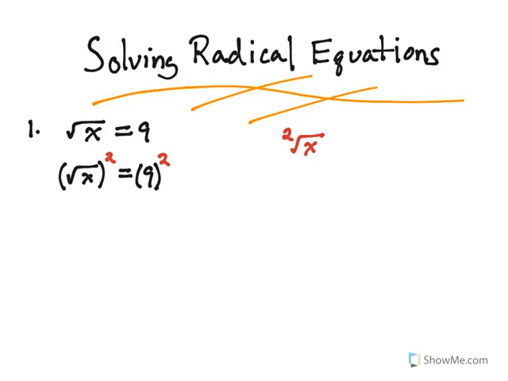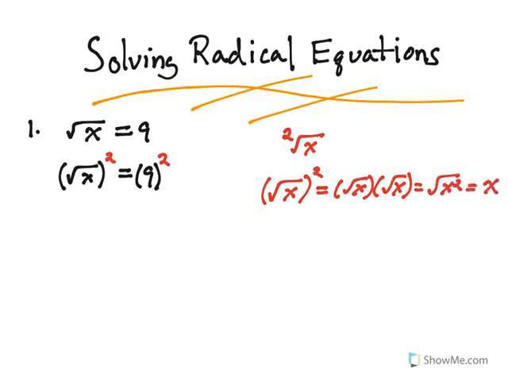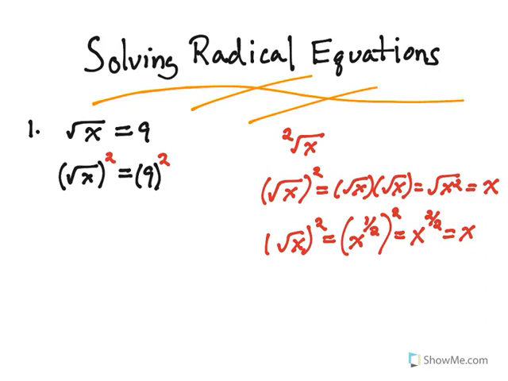Now, when you take the square root of x and you raise it to the second power, that's kind of like saying the square root of x times the square root of x, which is really the square root of x squared, and that becomes a perfect square, which is just x. Another way you can look at it is, when you have the square root of x raised to the second power, you can rewrite the square root of x as x to the 1/2 power. And when you multiply the exponents, 1/2 times 2 is x to the 2 over 2, which is just x to the first power, or just x.